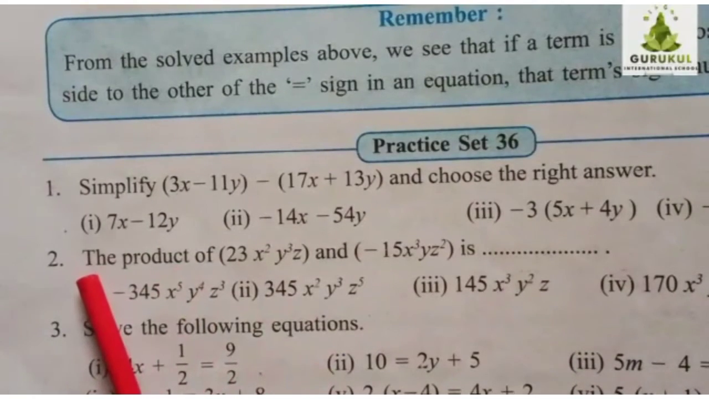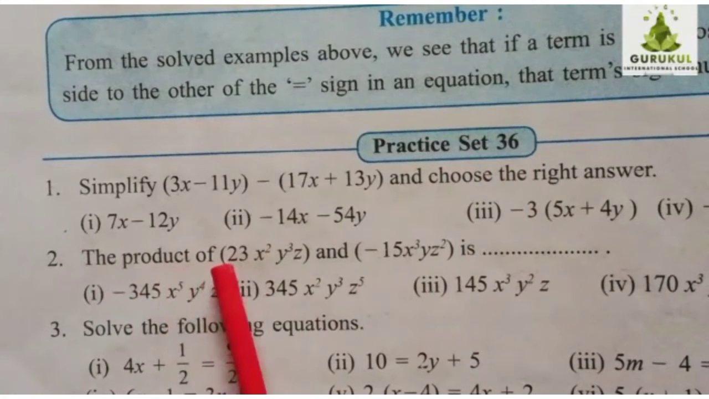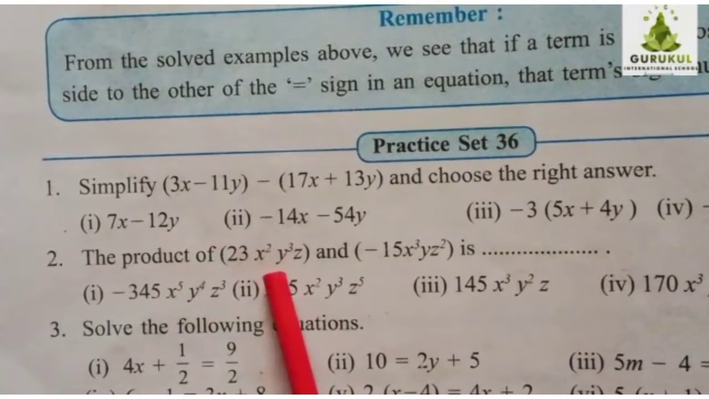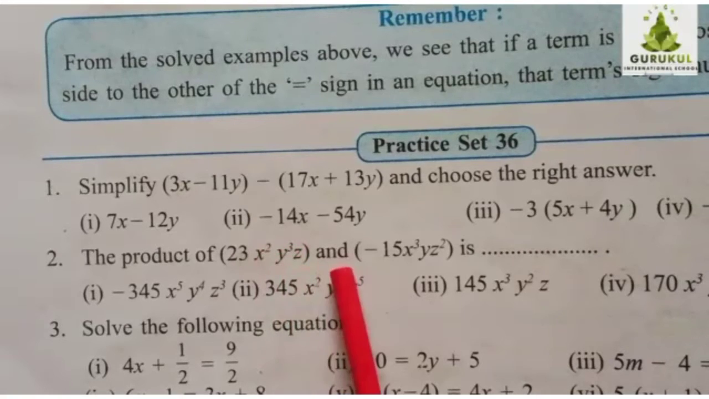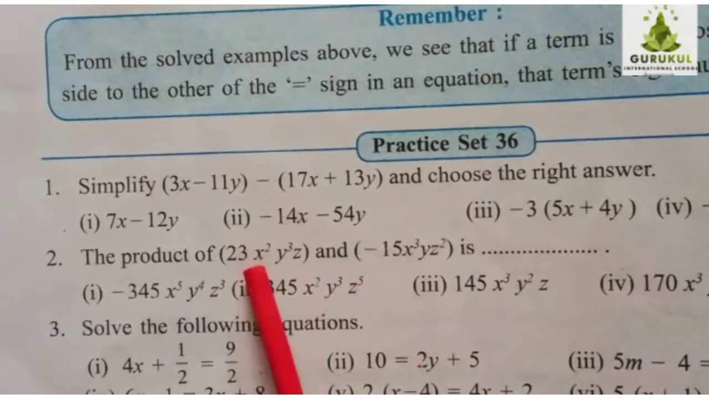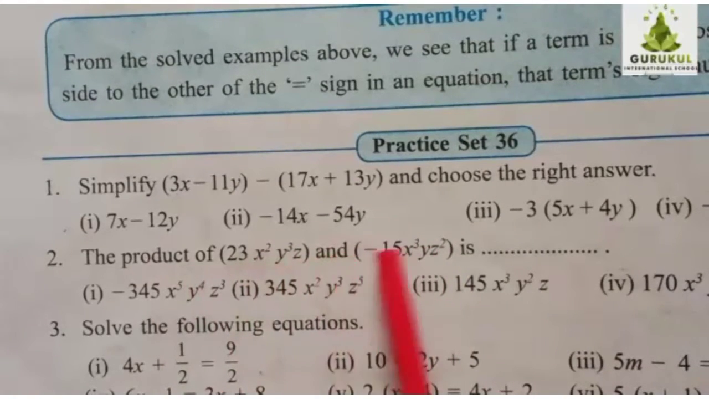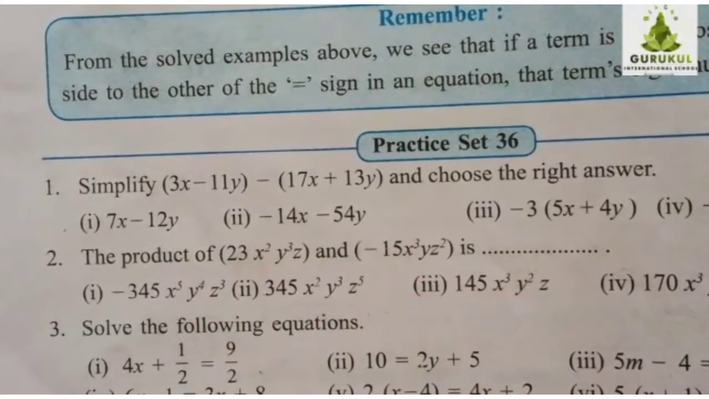In question number 2 of practice set 36, you have to find the product of 23x square y cube z and minus 15x cube y z square. Product means you have to multiply these two expressions. Is that clear? Product means multiply both. You have to find the correct answer from the given options. Let's see how to do it.